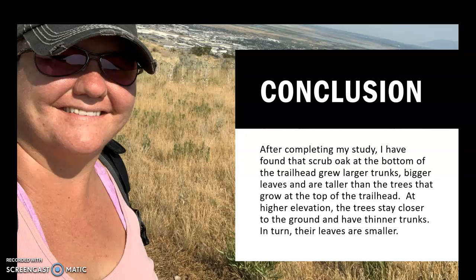After completing my study, I found that the scrub oak at the bottom of the trailhead definitely had larger trunk circumference, bigger leaves, they were much taller and had denser leaf growth. At the higher elevation, the trees stayed closer to the ground and had thinner trunks. The leaves were smaller, and even though they grew in very densely, it was not nearly as tall a tree, so it almost looked more like a bush rather than a tree.